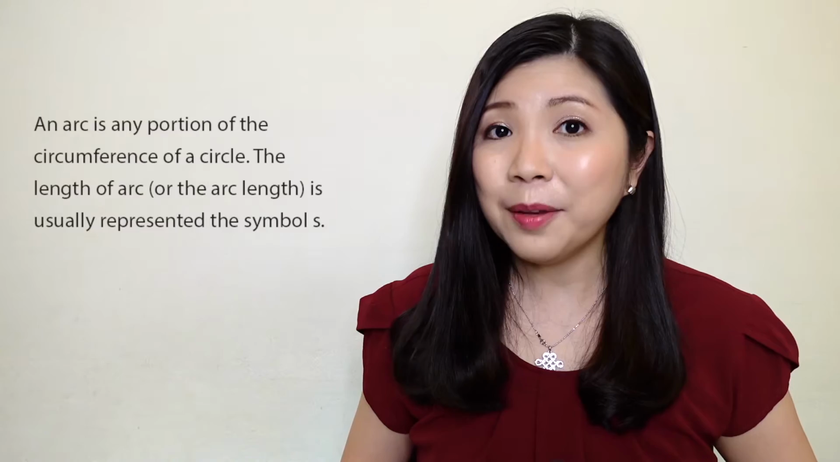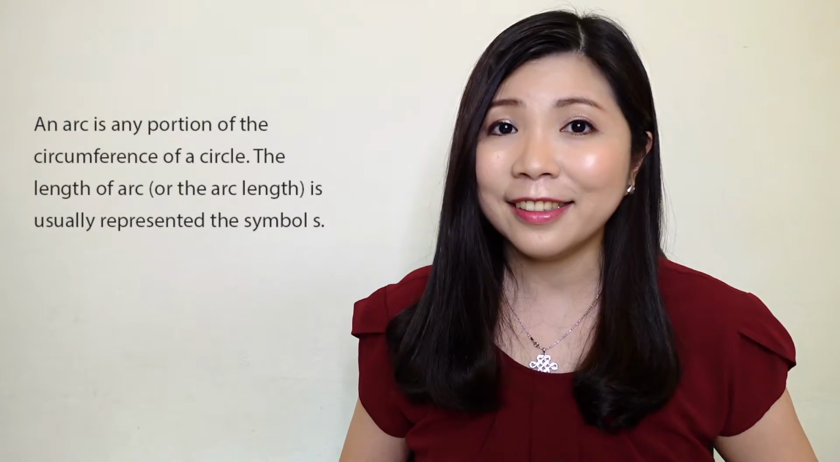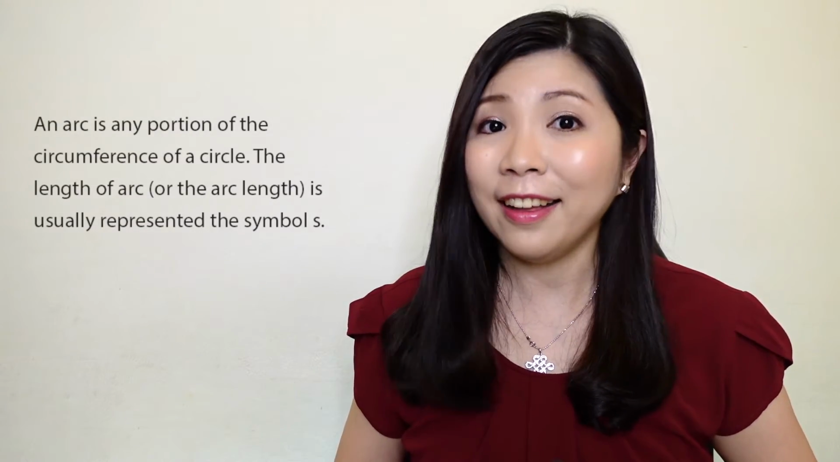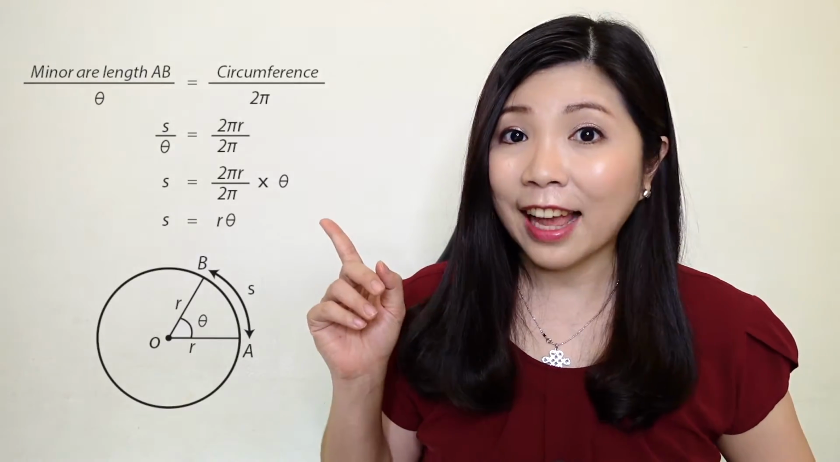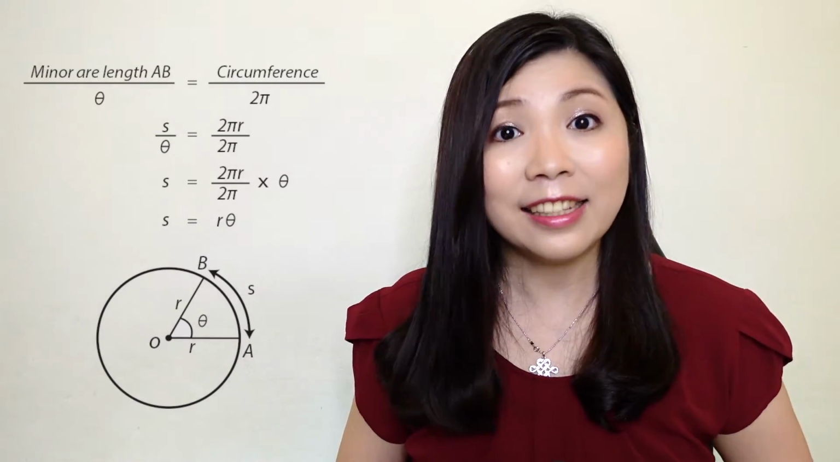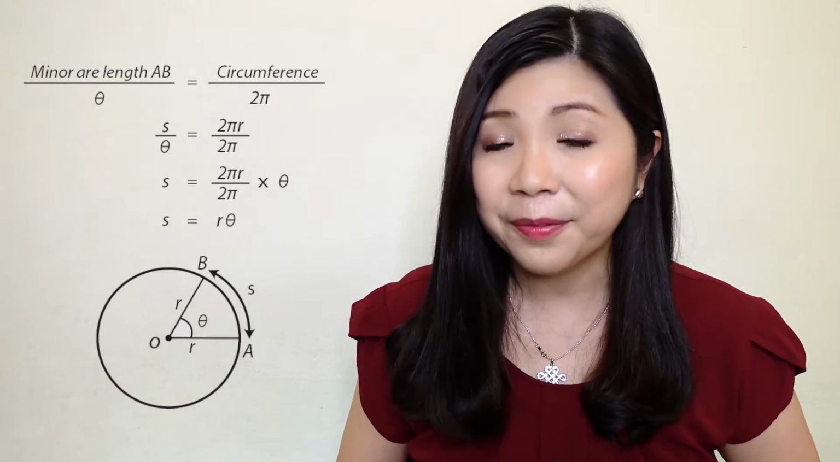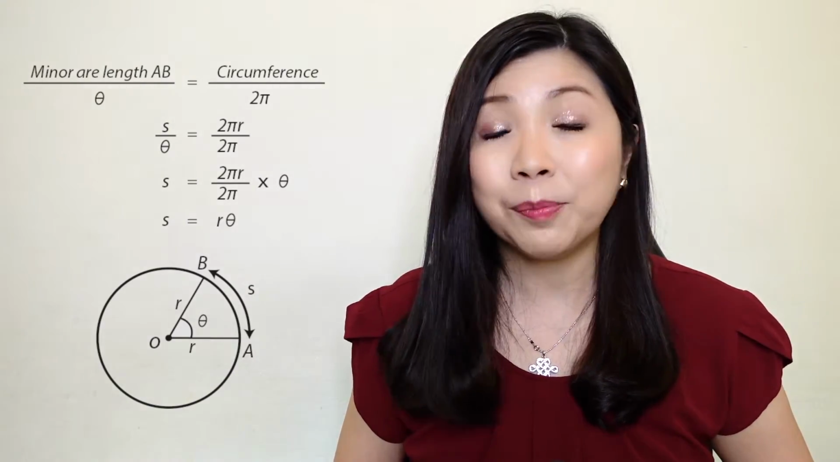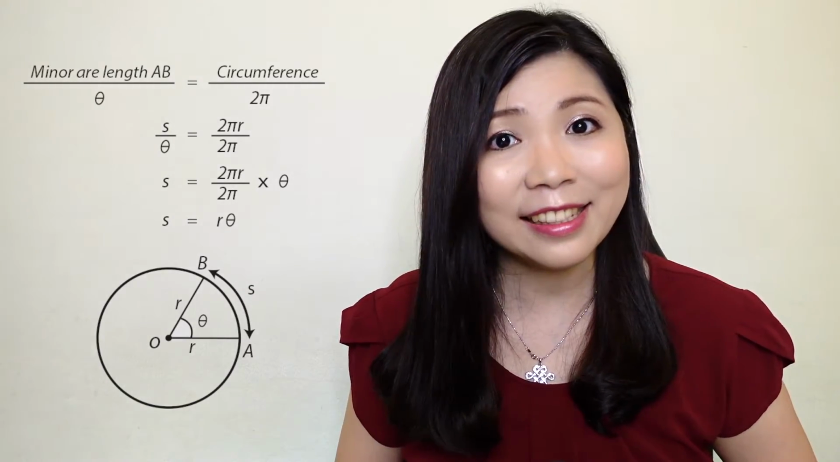What is an arc length of a circle? An arc is any portion of the circumference of a circle. The length of arc, or the arc length, is usually represented by the letter S. In this diagram, the arc AB subtends an angle theta radians at the center of a circle of radius r. The length of arc is proportional to the angle it subtends.